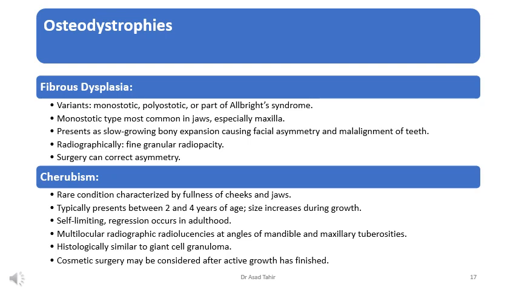Rare condition characterized by fullness of cheeks and jaws. Typically presents between 2 and 4 years of age, size increases during growth. Self-limiting, regression occurs in adulthood. Multilocular radiographic radiolucencies at angles of mandible and maxillary tuberosities. Histologically similar to giant cell granuloma. Cosmetic surgery may be considered after active growth has finished.